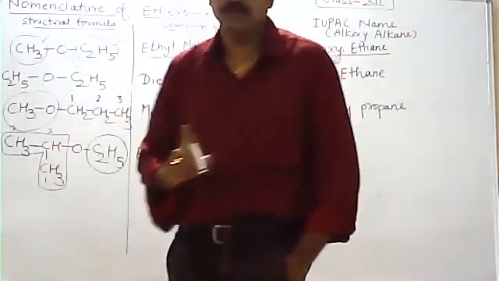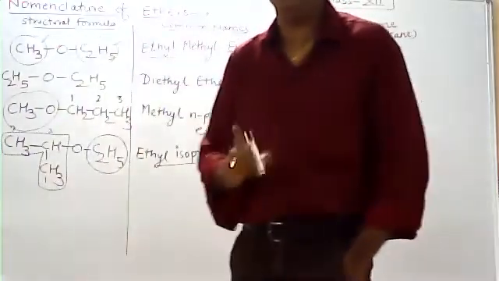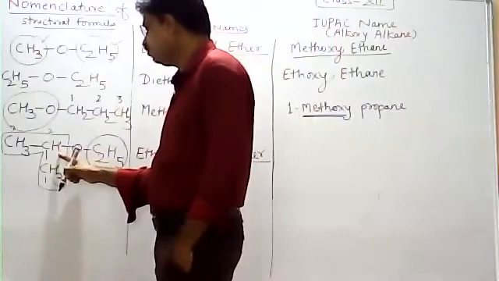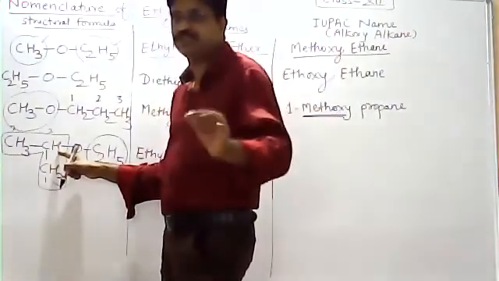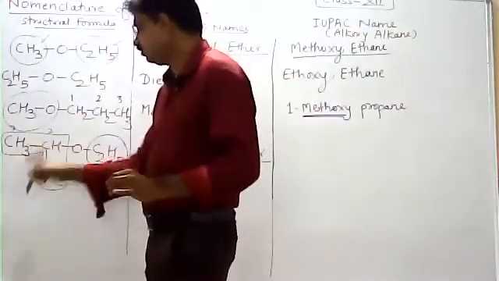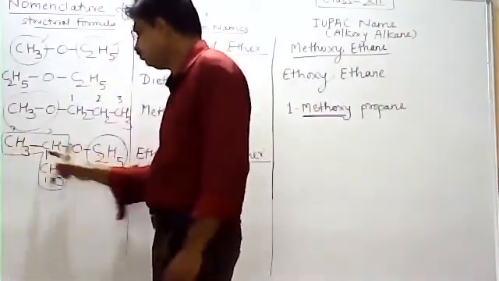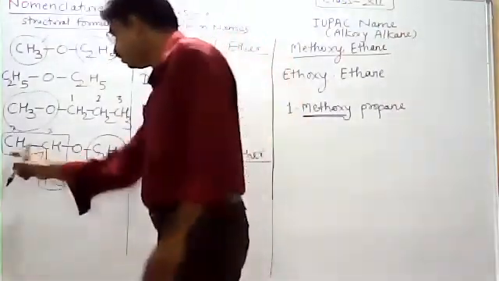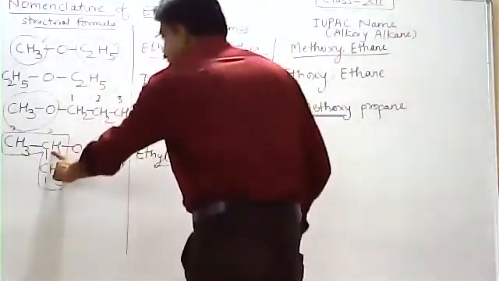Remember one thing: the longest continuous chain should be numbered, and the oxygen-attached carbon must have the least possible number. Both sides numbering is possible and correct. Okay, so this is carbon 2.